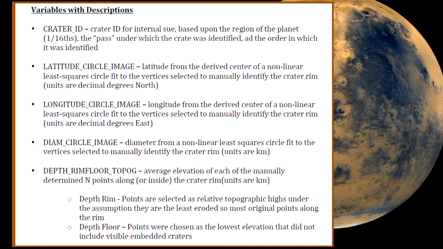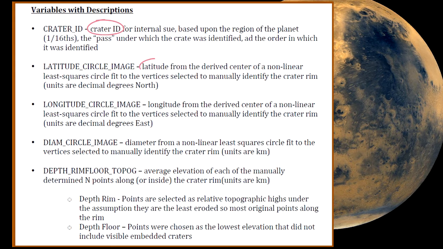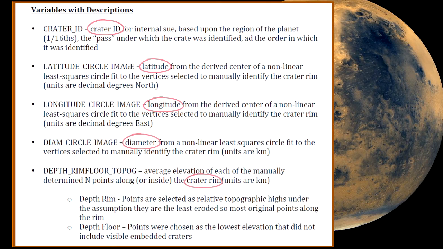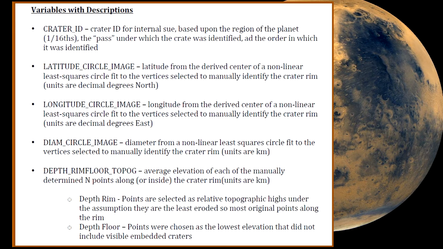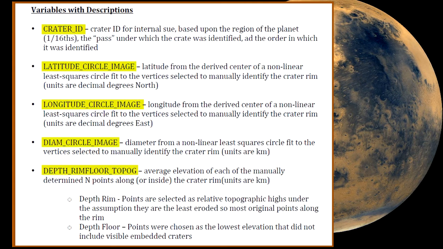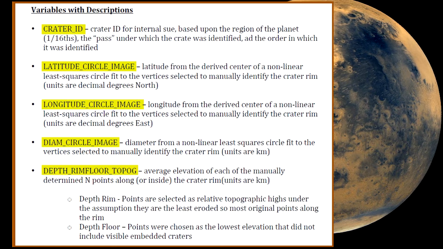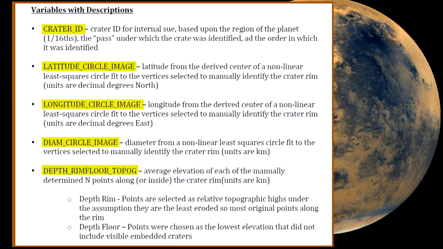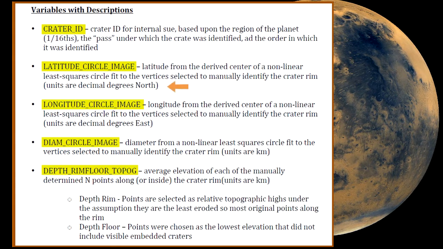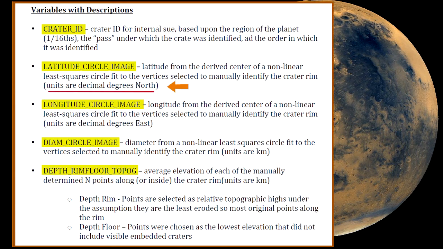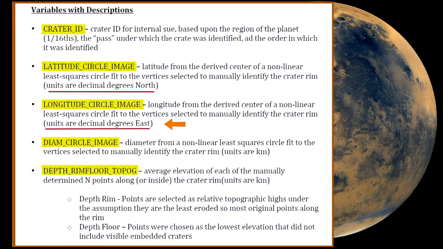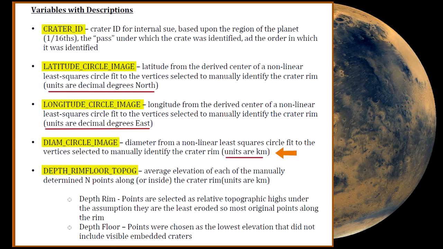It includes a description of the variables for the crater's name, latitude, longitude, and diameter. Also the depth of the crater's rim, as well as the variable's name in the dataset. Because most of these are quantitative variables, rather than listing a response option, the codebook includes a description of how the variable is measured. For example, latitude is measured in decimal degrees north, longitude is measured in decimal degrees east, and both diameter and depth are measured in kilometers.